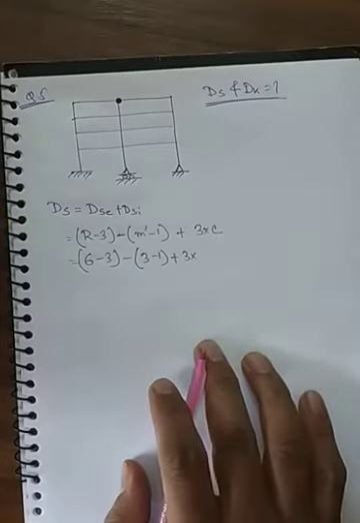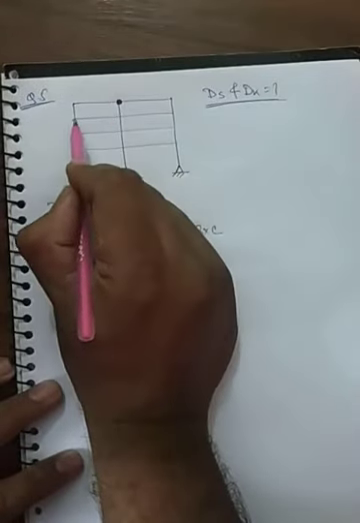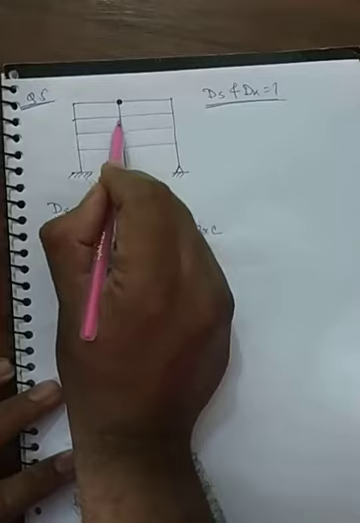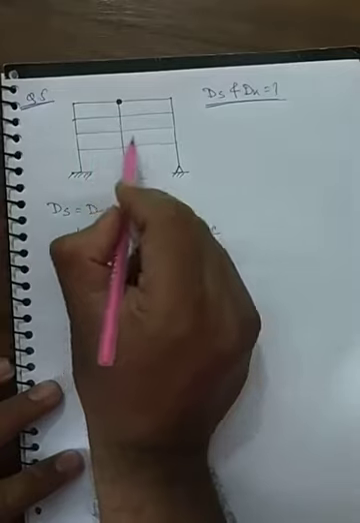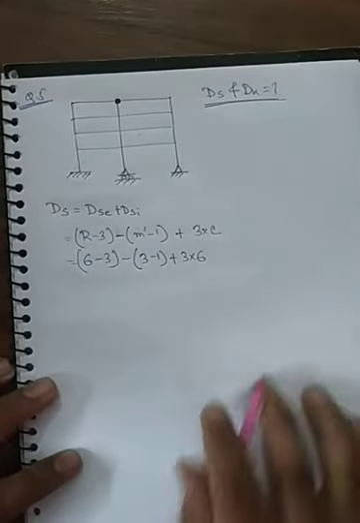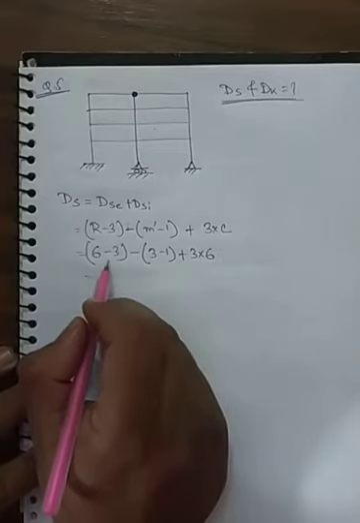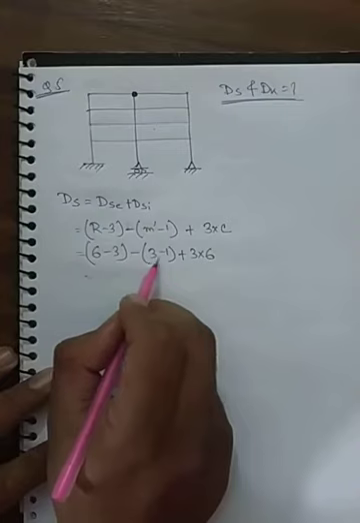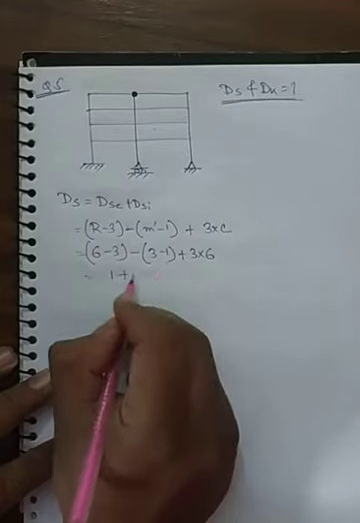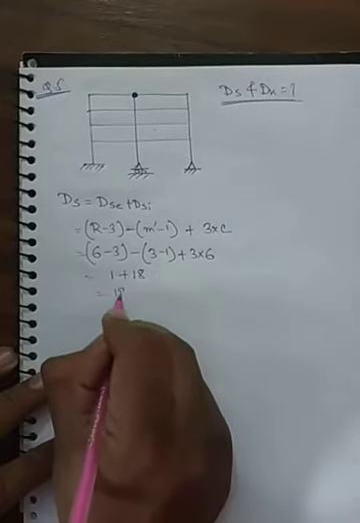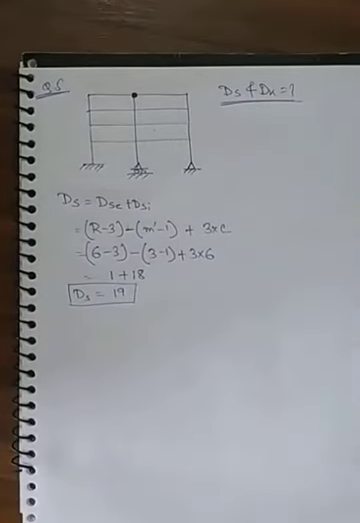So here you can see the number of closed loops, how much. This is a closed loop, this is a closed loop, this is a closed loop, this is a closed loop, this is a closed loop, and this is a closed loop also. So 1 2 3 4 5 6. So the number of closed loops is 6. So 6 minus 3 is 3, 3 minus 2 is 1, plus 6 into 3 is 18, that means 19. So here your degree of static indeterminacy is 19.